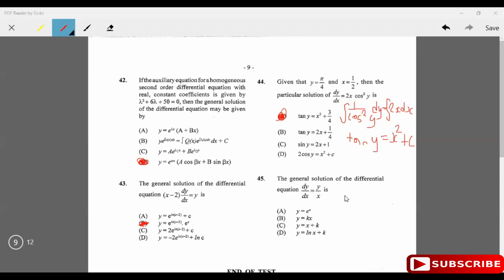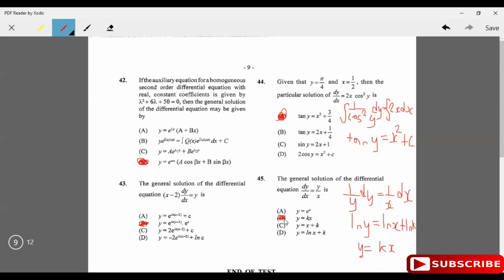All right, question 45. Same question again. All you have to do is group x's on one side and group y's on one side. So we have 1 over y dy is equal to 1 over x dx. Integrating both sides, we get ln y is equal to ln of x plus the ln of c. Since they use k this time, let's use ln of k. Now we bring these together as one ln: ln of kx, so y is equal to kx.